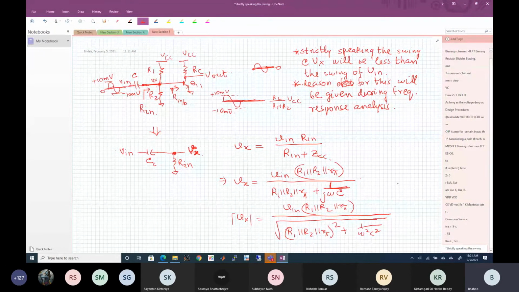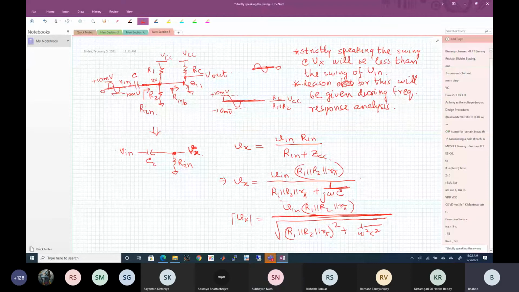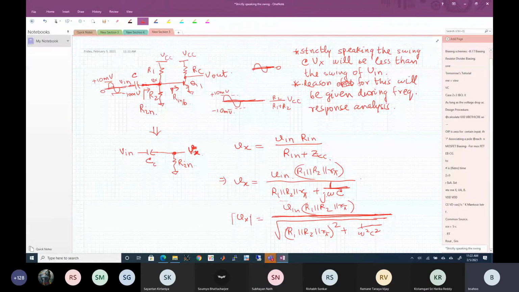Now, can you tell me, all of you, what is the physical meaning of this? And what will you see in the lab? How will you see this? It just changes the phase. Exactly. So this is going to delay the signal. That's all it is going to do. And this is the magnitude of Vx change I am going to see.